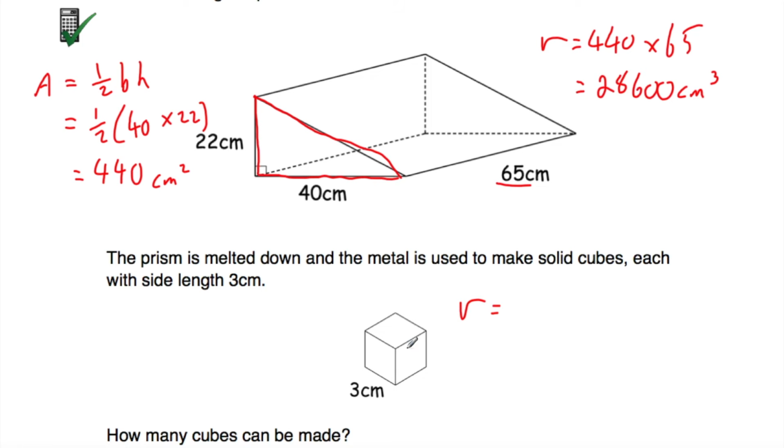The volume of the cube would be 3 times 3 times 3. And 3 times 3 is 9, times 3 is 27, so that's 27 centimeters cubed. So each of these little cubes has got a volume of 27 centimeters cubed.